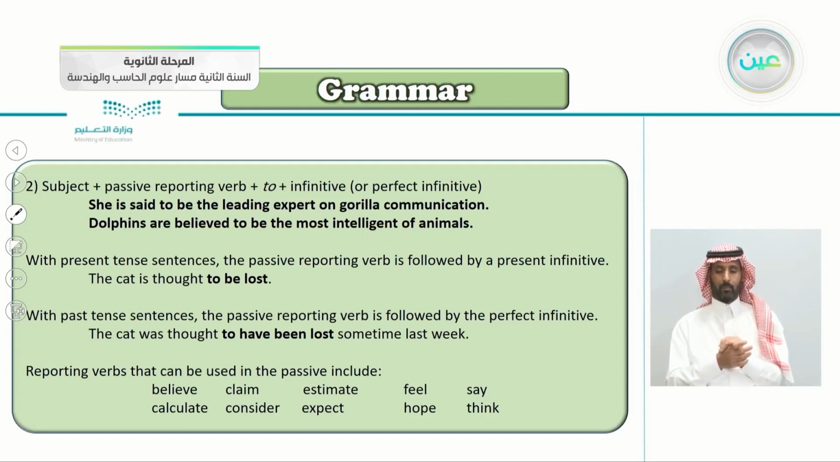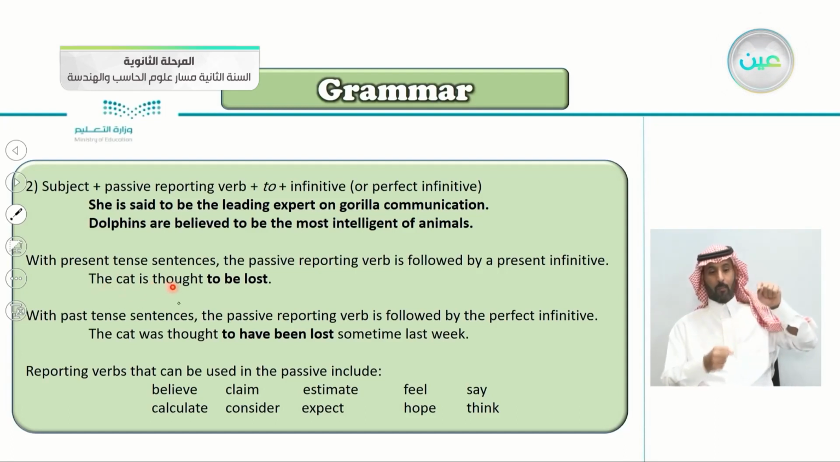This is the second part of the passive reporting verbs. We begin with the subject, she is, dolphins are. Then the passive reporting verb, said or believed. Then the word to. Then use the infinitive or perfect infinitive. Then you continue with the sentence. With present tense sentences, like thought here, the passive reporting verb is followed by a present infinitive.